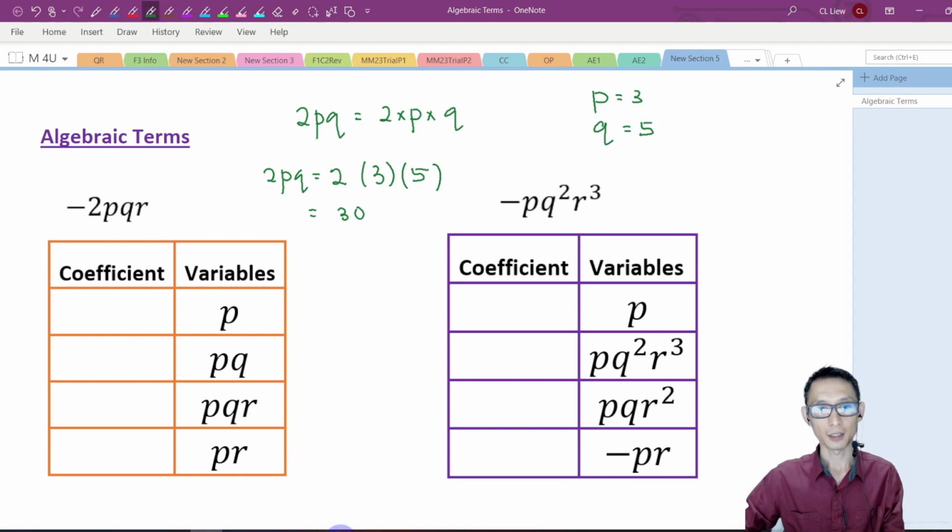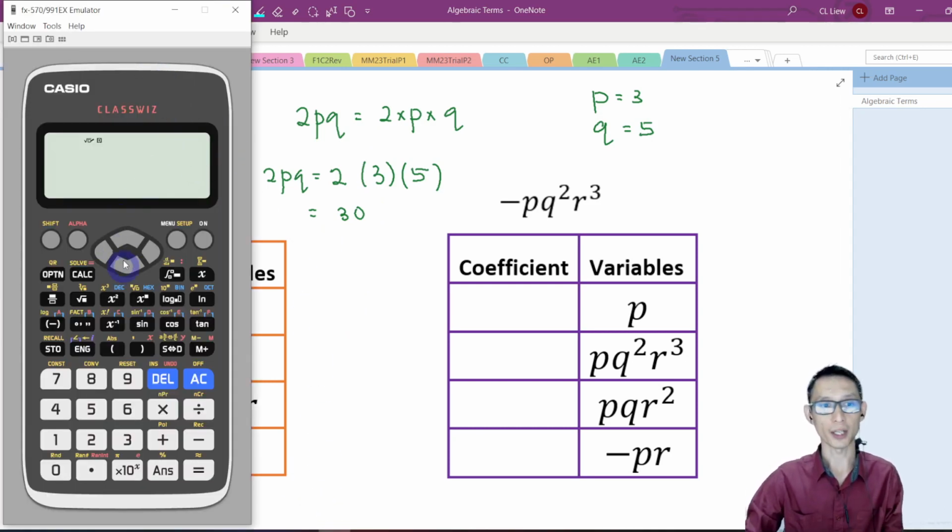Now let me show you. Let's say you key in your calculator. You put a parenthesis like this, 3, and parentheses and then parentheses for 5. Now your calculator knows that this is actually 2 times 3 times 5. You just press equal, you will get 30.